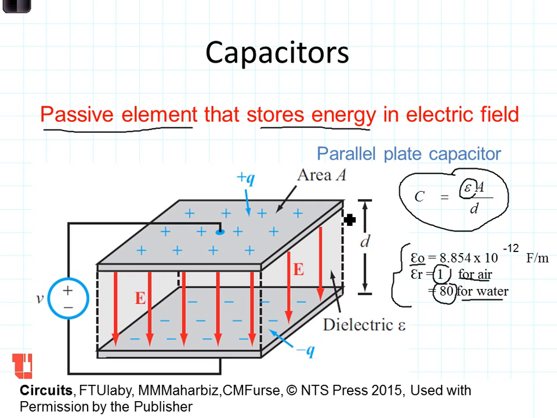A is the area of the two plates. That's the part that's actually parallel between them, so as I increase that area, the capacitance increases, and as I decrease the distance of the plates, the capacitance would also increase.